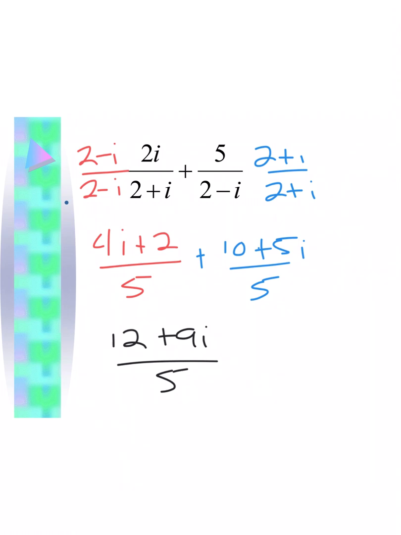Once again, we would look to see if we could simplify this further, looking at the 12, the 9, and the 5. Can I divide each of those terms by the same value? In this case, I can't, so that is the most simplified version of our expression.